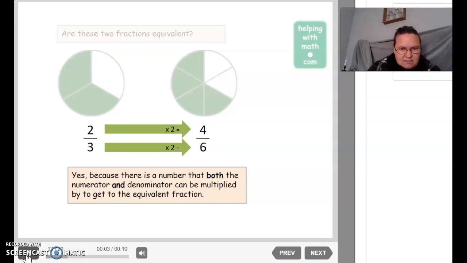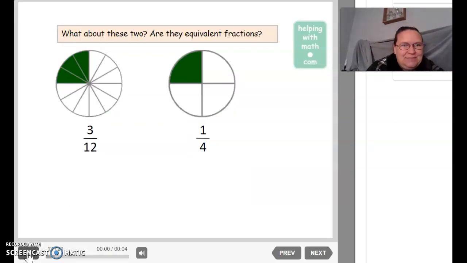Yes, because there is a number that both the numerator and the denominator can be multiplied by to get to the equivalent fraction.